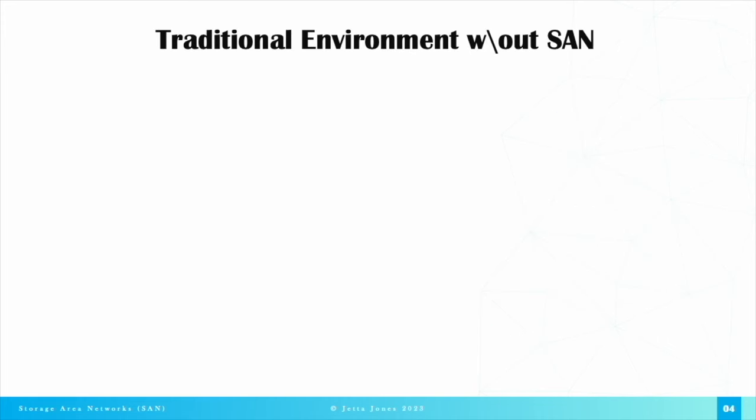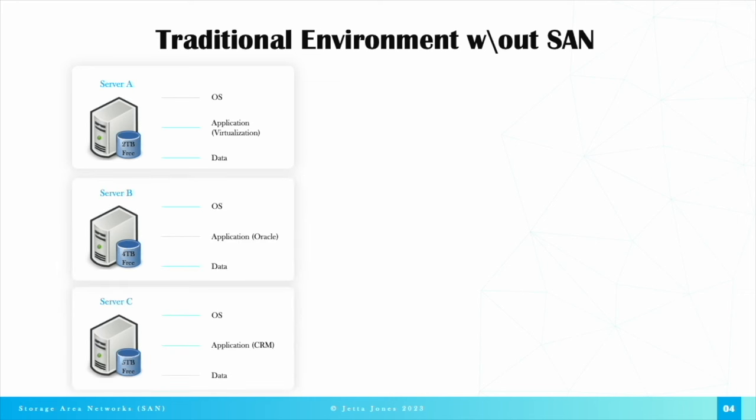We are going to look at a diagram of a traditional environment that does not utilize a storage area network. In this environment, we have three servers. All of these servers have an operating system installed, could be Windows, Unix, Linux. It does not matter. Server A is running a virtualization application, could be VMware or Microsoft Hyper-V, and it has data installed on the local hard drives. Same for Server B. Server B is running an Oracle database. Server C also has an OS. It has a CRM application installed, and it's storing data local to its internal disk.